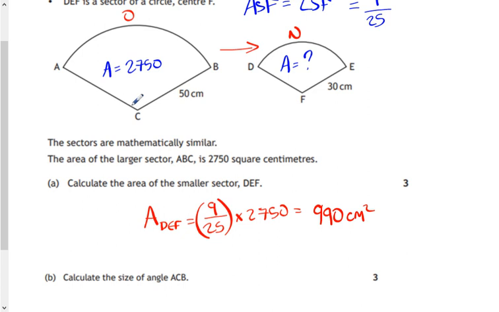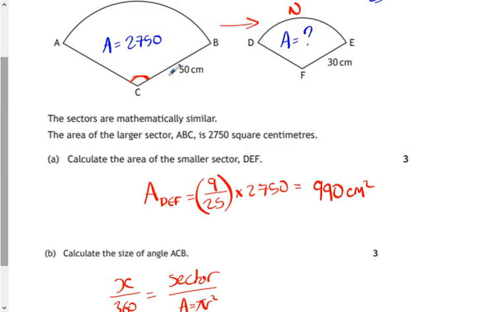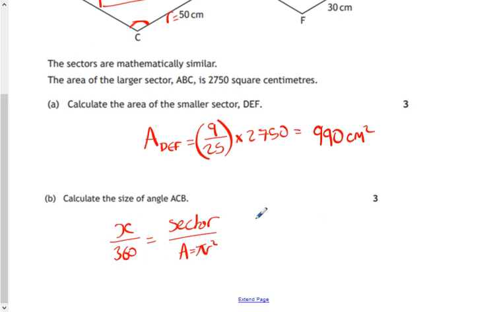Now B asks us to find the angle ACB. So ACB is this angle in here. Now if you couldn't do A, you can still do B, since B has nothing to do with this scale factor initially. Okay? So what we're doing here, this is an arcs and sectors question. X over 360 is equal to the sector over the total area, which is pi r squared. Now we know r is 50, and we know the area of the sector. And pi is just a number, we want x.